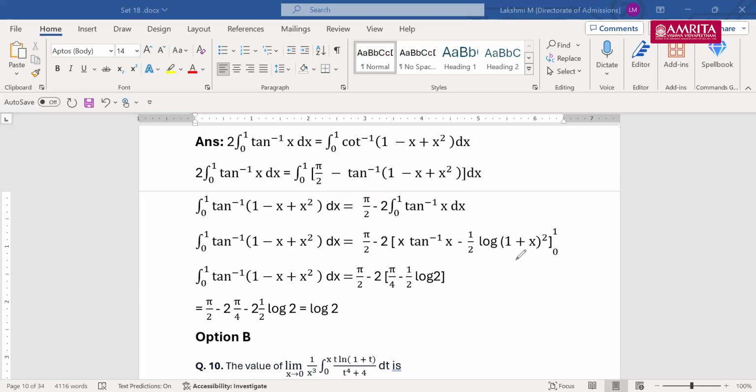You know the formula, what's the value? It's pi by 2 minus log 2. This is x tan inverse x minus 1 by 2 into the log of 1 plus x square, with the limit being 1 and 0. So pi by 2 minus 2 into, this becomes pi by 4 minus 1 by 2 into log 2. So this is 2 into pi by 2, 2 into 1 minus log 2. So this is pi by 2 minus pi by 2. So this will get cancelled and this gets also cancelled, and it's log 2.